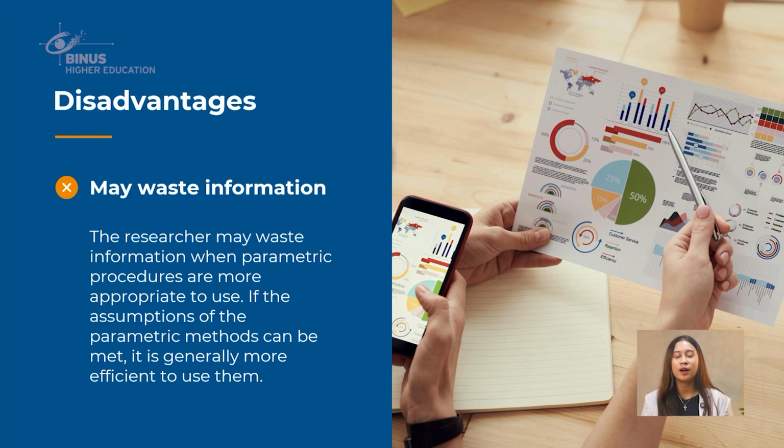But what about the disadvantages? The first disadvantage of using statistical non-parametric is that it may waste information. The researcher or the employee using statistical non-parametric may waste information when parametric procedures are more appropriate to use. In a case where you have both the parametric and the non-parametric, and then you use the non-parametric, it may waste information if you use both of them.